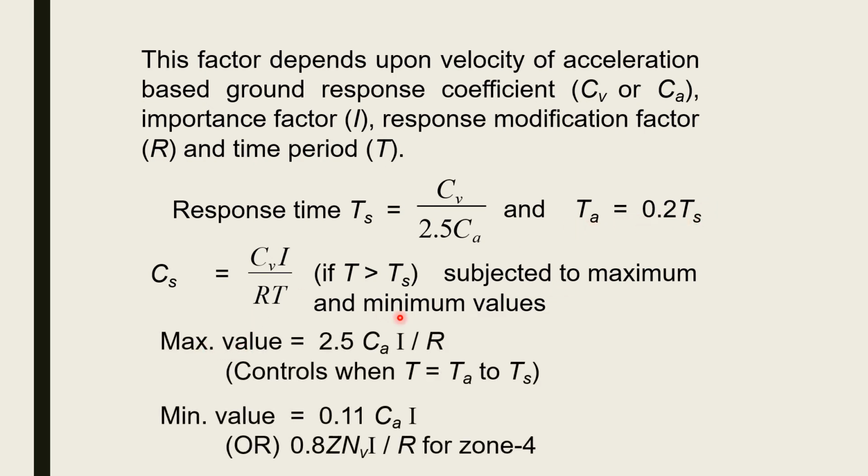Now the maximum and minimum values. Maximum value is 2.5 Ca I over R, which controls when your time period is between Ta and Ts. Minimum value is 0.11 Ca I, or 0.8 Z Nv I over R for zone 4. So here is the seismic response coefficient value. You have to check against the maximum and minimum values.